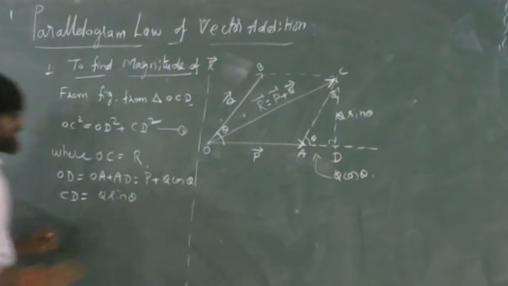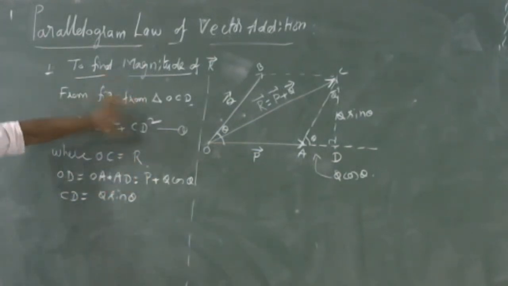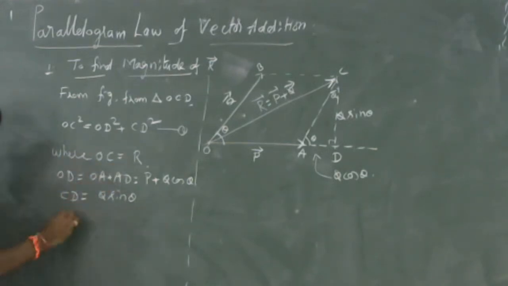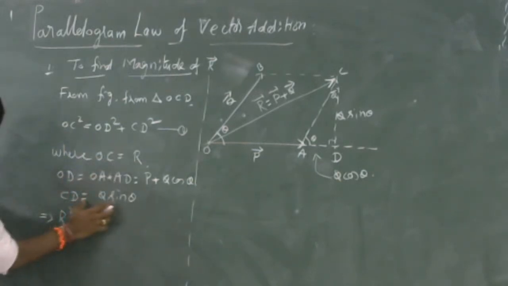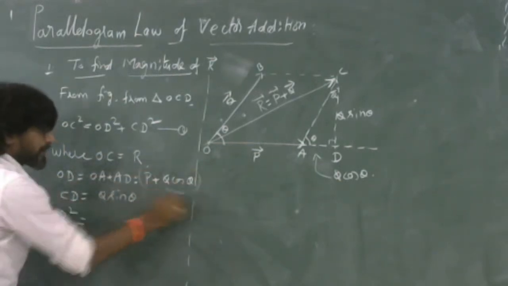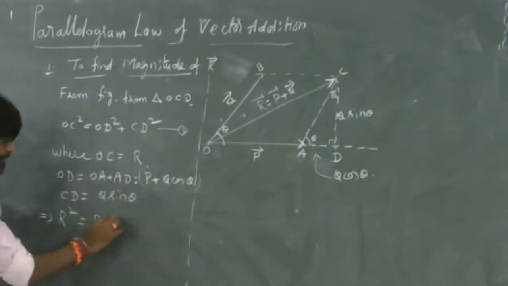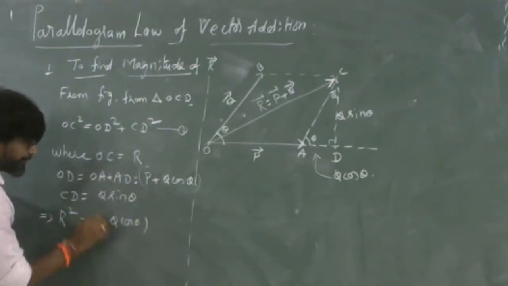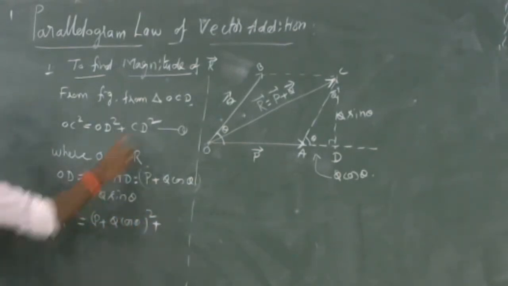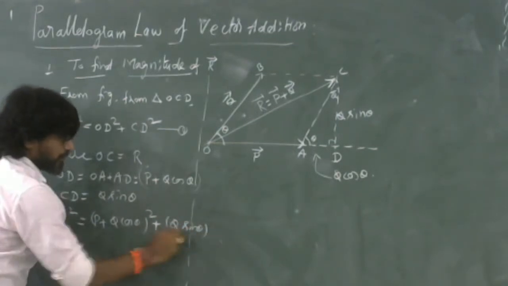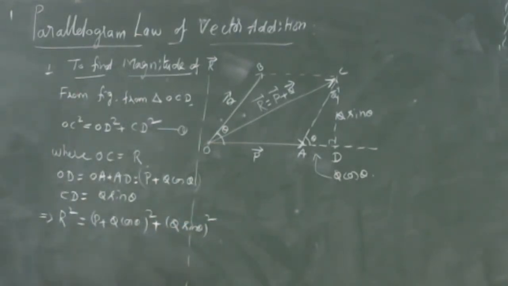Q sin theta. So substitute all these in equation 1, then you can write OC square is R square. This implies R square is equal to OD square plus CD square, where OD is P plus Q cos theta, so (P plus Q cos theta) whole square plus (Q sin theta) whole square. Is this step clear?